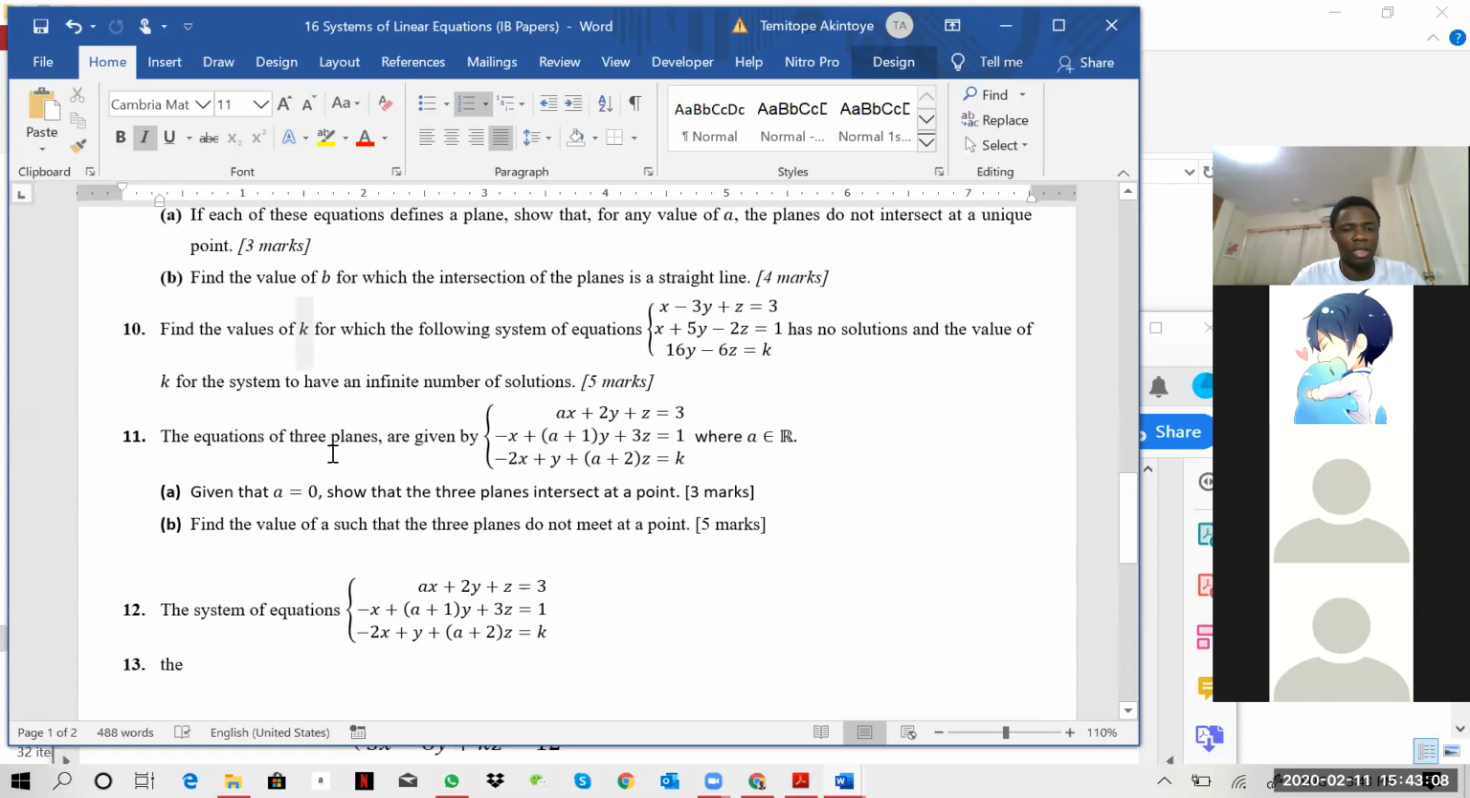Look at this 11 that I just typed. The equation of three planes are given by this. Given that A is equal to 0, show that the three planes intersect at a point. What does it mean when it says show that the three planes intersect at a point? What does that mean?